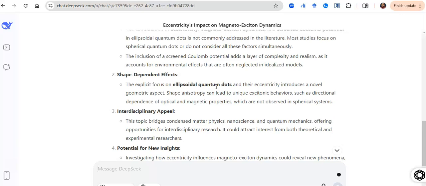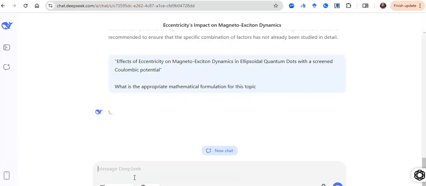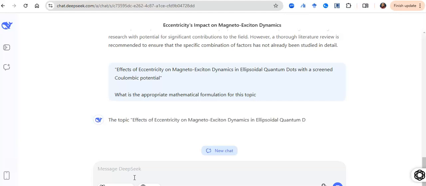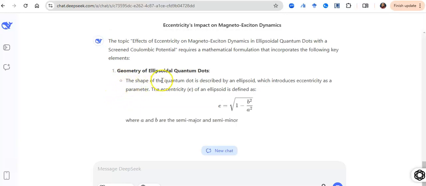This model, again, you just paste that topic, and this time you want to take a different path. You want to ask it, what is the appropriate mathematical formulation for this topic? You want to say, oh, I have this topic, and what is the mathematics of it? What direction should I take? What formula, what equation would be the best? And so it's going to tell you all of that.